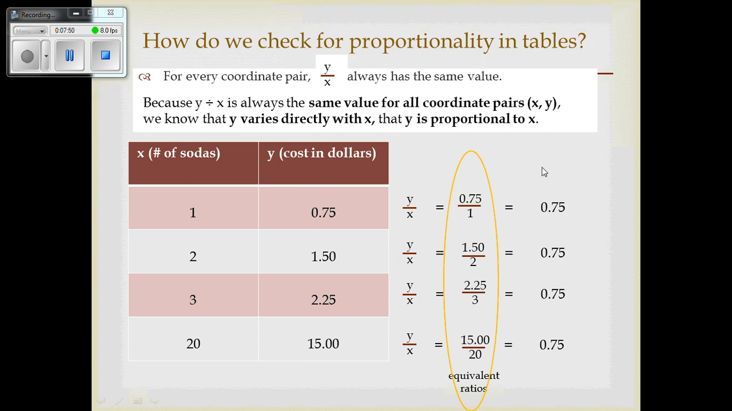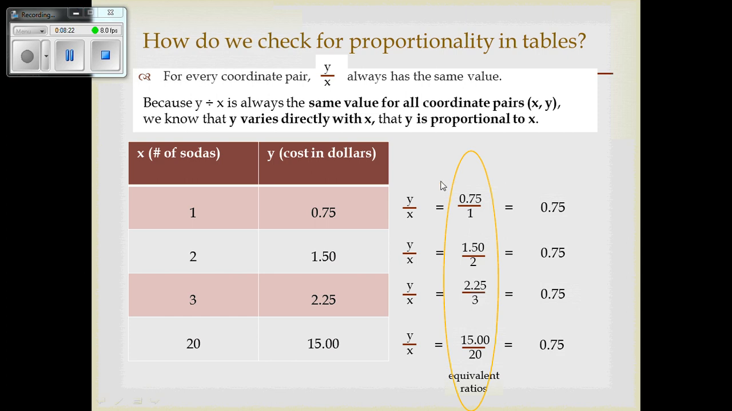One question you'll be asked to answer in this unit is how do we check for proportionality in tables? Well, for every coordinate pair, y over x, or y divided by x, always has the same value. So what we see in this diagram here is we have our pairs from the previous slide: 1 and 0.75, 2 and 1.5, 3 and 2.25, 20 and 15.